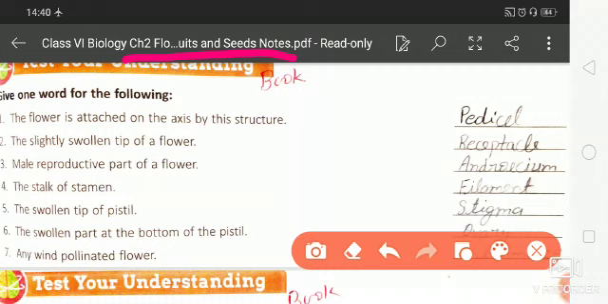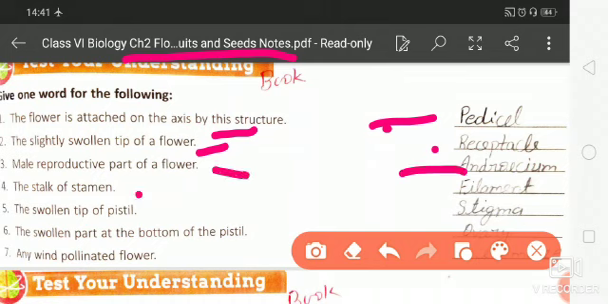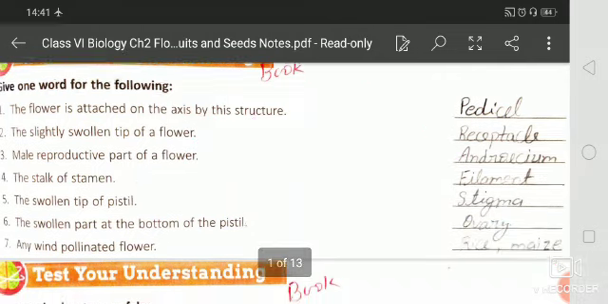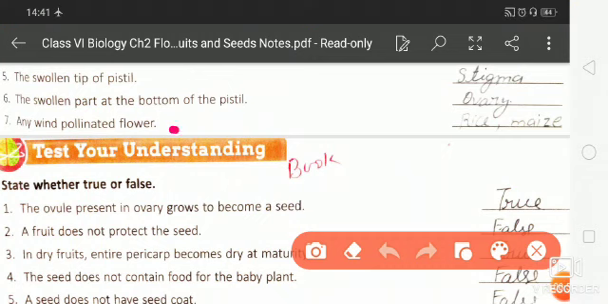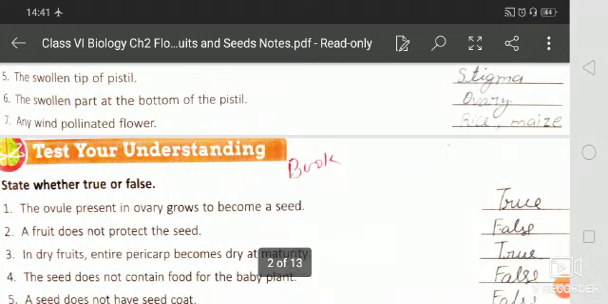The flower is attached to the axis by a structure that is known as the pedicel, and the slightly swollen tip of a flower is called the receptacle. The male reproductive part of a flower is called the androecium. The stalk of the stamen is known as the filament. The swollen tip of the pistil is called the stigma, and the swollen part at the bottom of the pistil is called the ovary. Wind pollinated flowers, for example, are rice and maize.